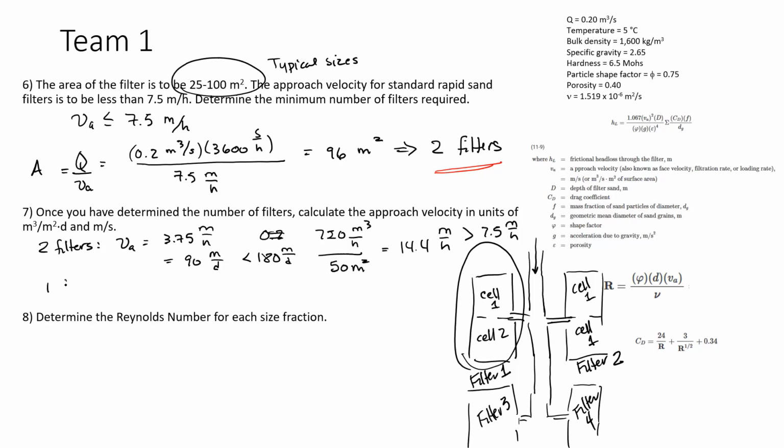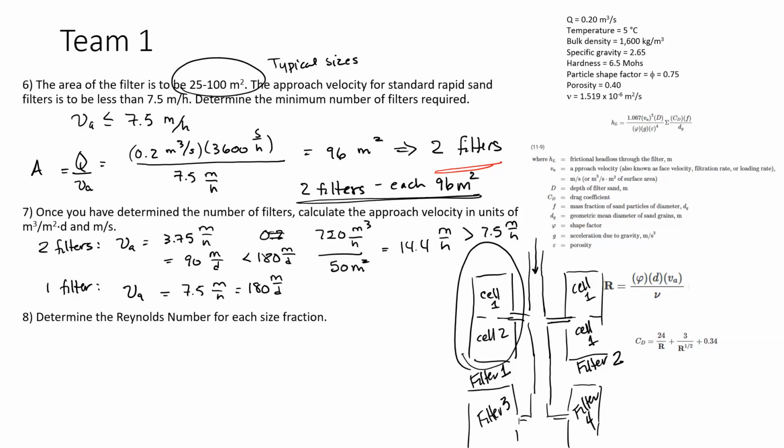Okay. With 1 filter in operation, so we're backwashing the other filter, we're treating all of the flow through, let's say, filter 1. Our approach velocity is equal to 7.5 meters per hour. That's equal to 180 meters per day. So we're right at the limit. So this is based on 2 filters, and each one is 96 meters squared.